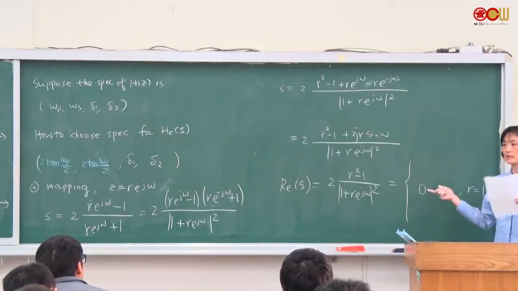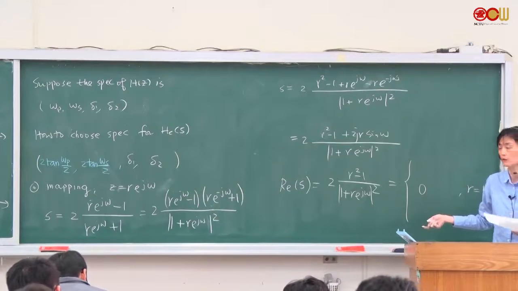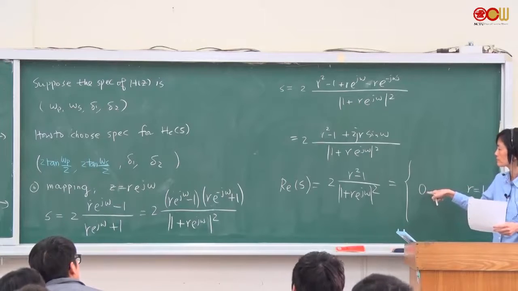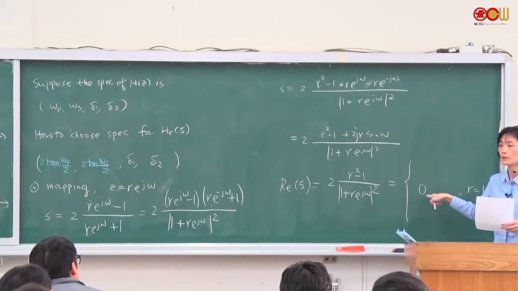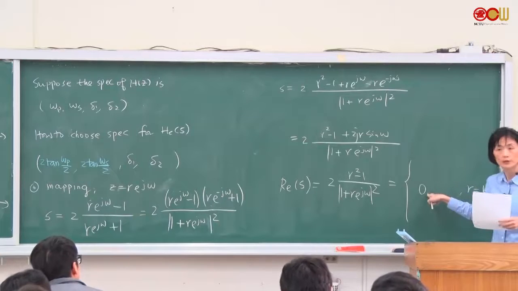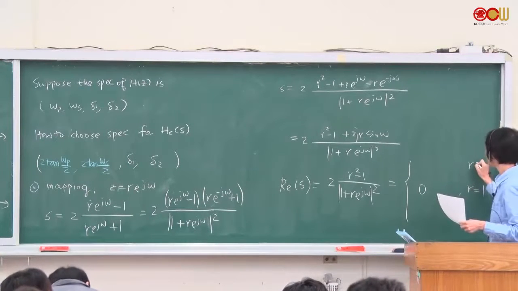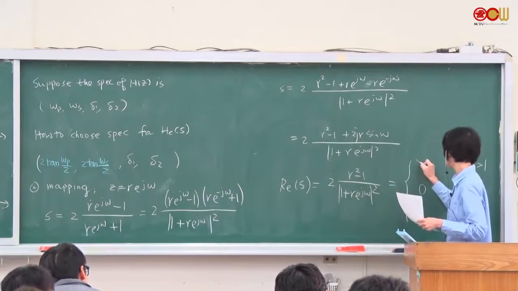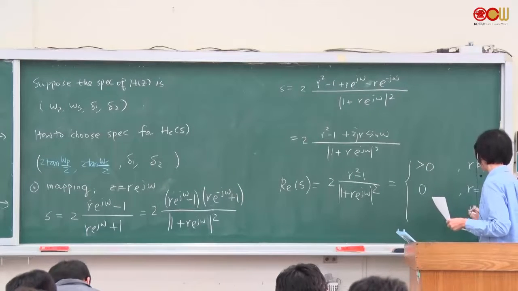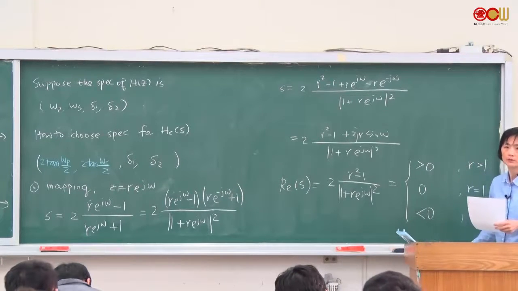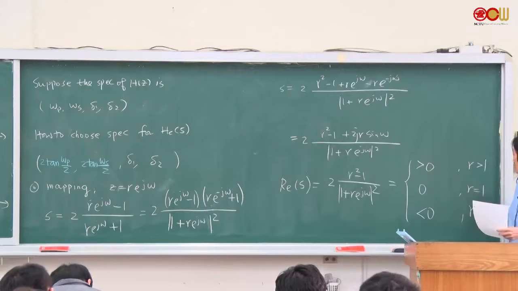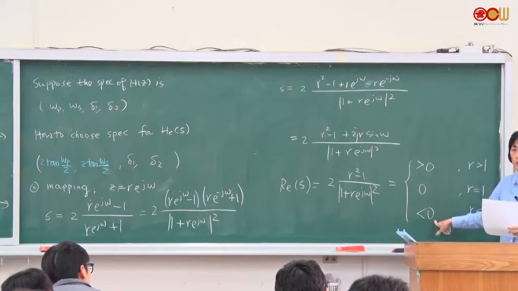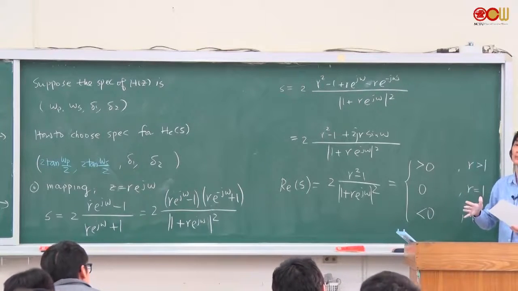And that's consistent with what we have known. When r is equal to 1, that's the unit circle, then the point it corresponds to would be on the imaginary axis, so the real part is equal to 0. And when r is larger than 1, this value will be larger than 0. And when r is less than 1, it's less than 0. So what this means is that points inside the unit circle, r less than 1, will correspond to points on the left-hand side.